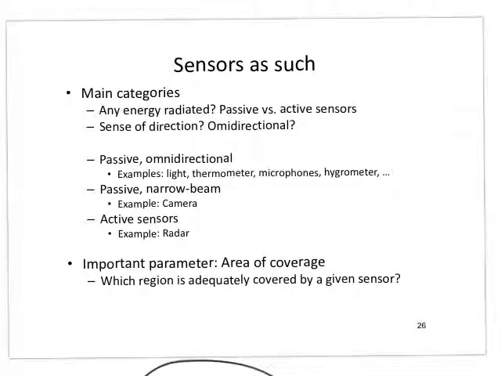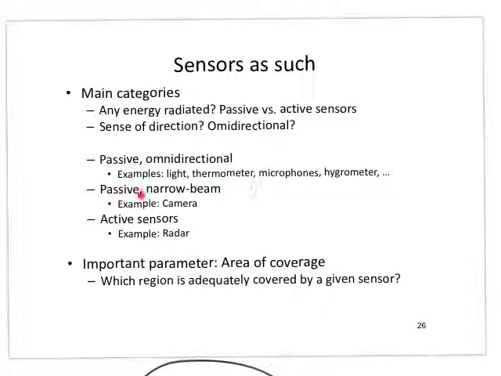So examples of passive omnidirectional sensors are light sensors, thermometers, or microphones. These are passive in the sense that they do not send anything to the environment, and they are omnidirectional, or agnostic to the direction, because it does not depend on the orientation of the sensor board to take certain measurements.